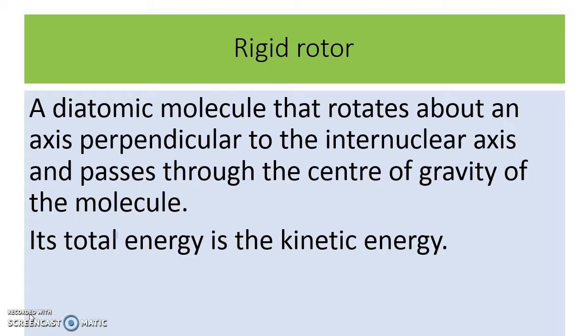In the case of a rigid rotor, which stands for a diatomic molecule that rotates about an axis, this axis will be perpendicular to the internuclear axis and also passes through the center of gravity of the molecule. In this case, the total energy is the kinetic energy. All these are the systems whose solutions could be obtained exactly by solving the Schrödinger equation for the systems.